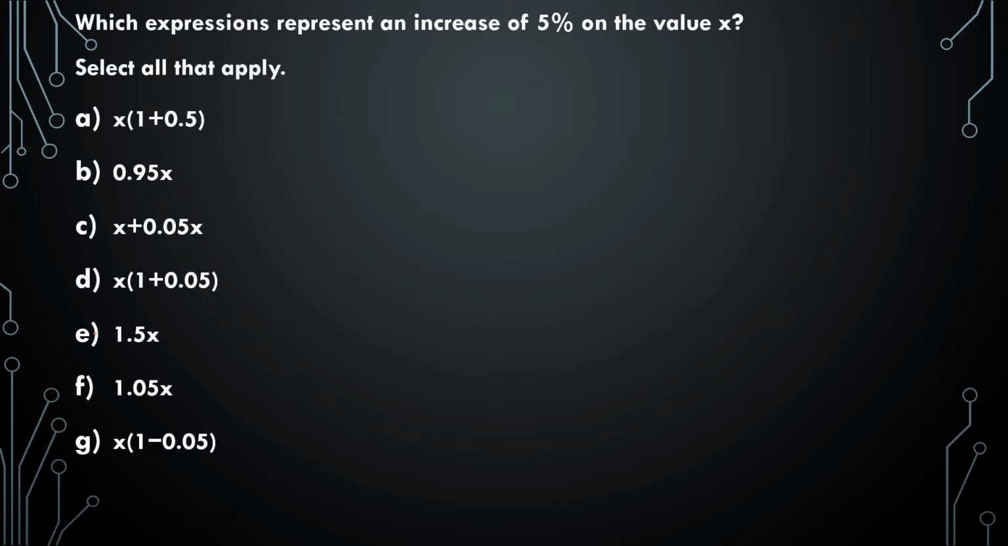All right, next question says, which expressions represent an increase of 5% on the value of x? So here we're talking about a percent increase, which means any of these examples that have a minus sign, I'm going to get rid of. Okay. And don't forget, I need to change my percent to a decimal first. So I have 5 divided by 100, which is going to give me 0.05. My percent increase formula is 1 plus 0.05, which is going to leave me with this here.